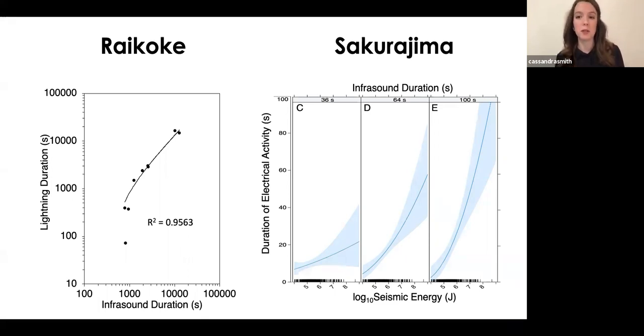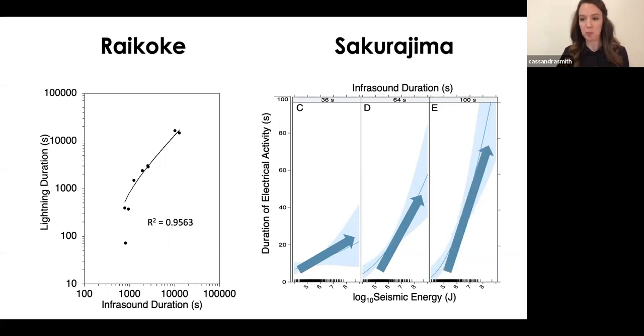Each one of these panels is a different infrasound duration, going from 30 to 100 seconds. Then the x-axis on each panel is the same range of seismic energies. The main thing I want you to notice is that as we move from left to right across the panels, we're increasing infrasound duration, and the duration of electrical activity is also increasing. So we're seeing that same trend at a different volcano with a different model. The Sakurajima model was made with hundreds of events, so it really gives weight to the idea that this relationship is real and that lightning duration and infrasound duration are intimately tied.